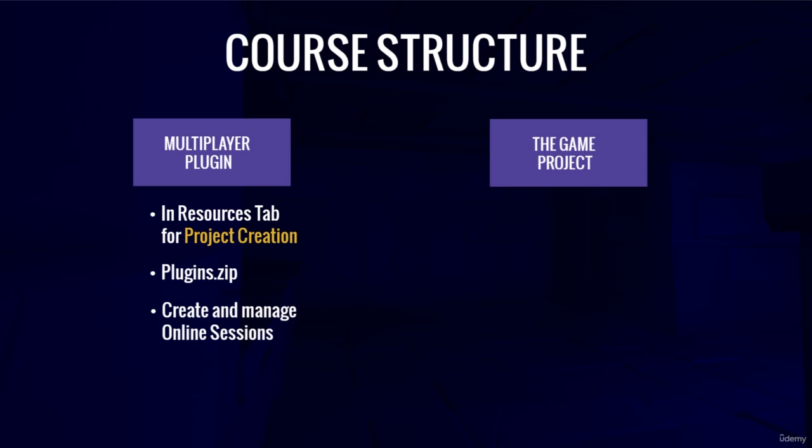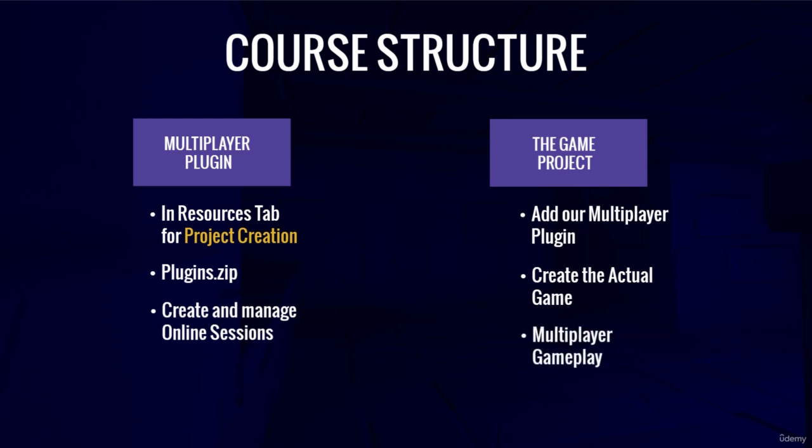This is all very much independent and different from actual gameplay. In the game project section, we're first going to add the multiplayer plugin and then start creating the actual game where we implement the multiplayer gameplay and learn about things like replication, game optimization, combat in the game match, game states, and all that great stuff.